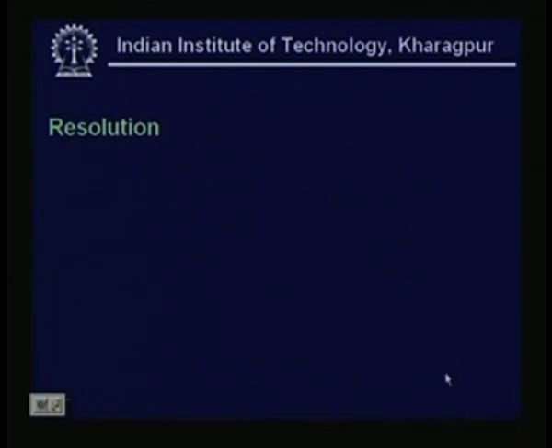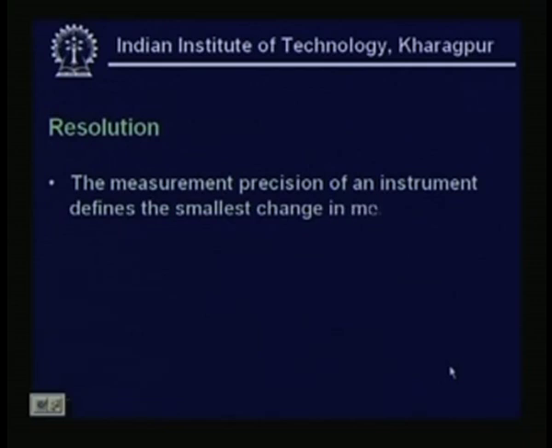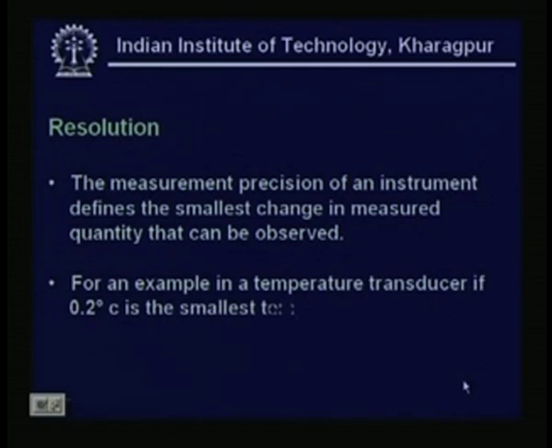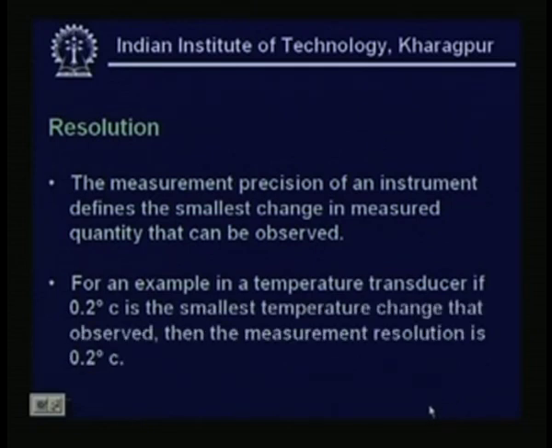Now, resolution is another important factor. The measurement precision of an instrument defines the smallest change in measured quantity that can be observed. Suppose I have a thermometer where 0.2 degree centigrade is the minimum. For example, in a temperature transducer, if 0.2 degree centigrade is the smallest temperature change observed, then the measurement resolution is 0.2 degree centigrade.